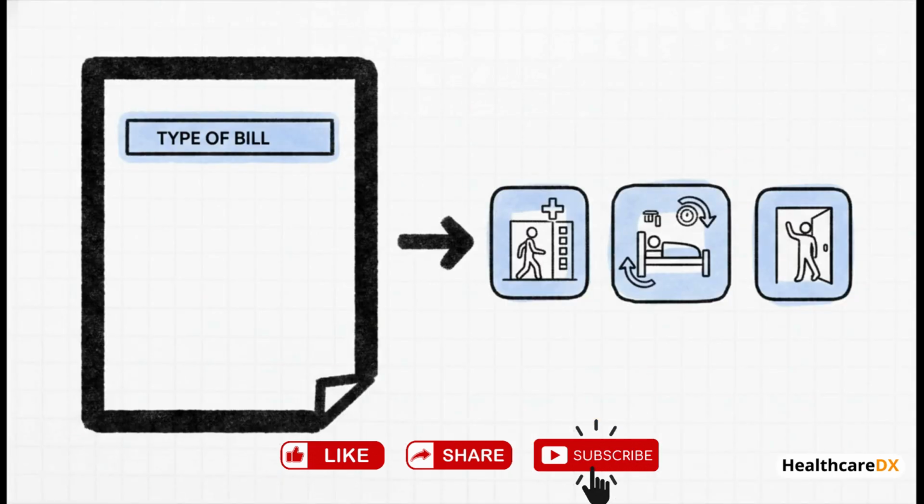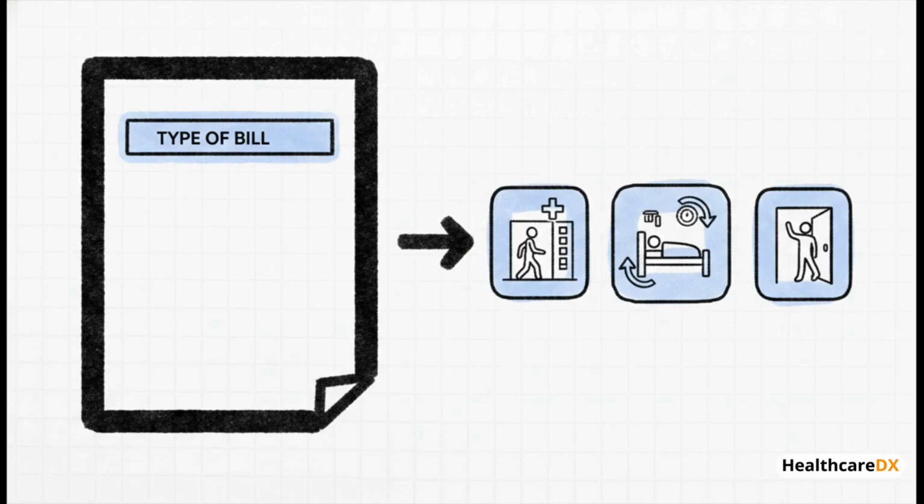Okay, next up, the type of bill code, or TOB. Think of these three little digits as the headline for your claim. It instantly tells the payer, hey, this is a brand new admission, or this is for a continuing stay, or this is a final bill. It sets the entire context for the claim.